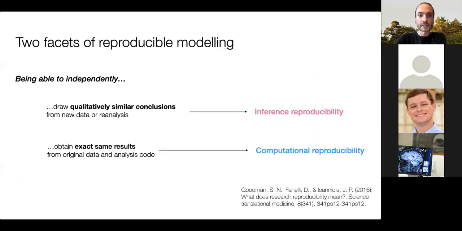There are two aspects of reproducible modeling that I would like to focus on today. One is called inference reproducibility, which focuses on enabling others to independently draw similar qualitative conclusions from the application of your analysis strategy to new data, for example, or by independently reanalyzing your own data. In the second part of my talk, I will focus on computational reproducibility, which is about how you can enable others to obtain the exact same numerical results from applying your code to your data.